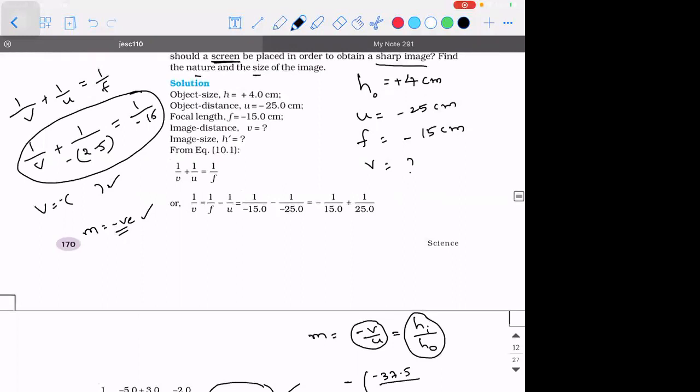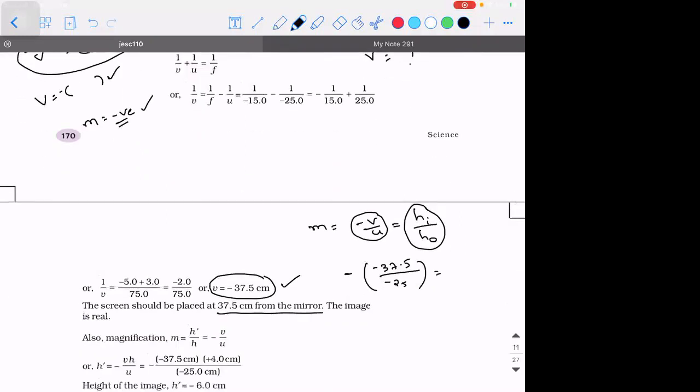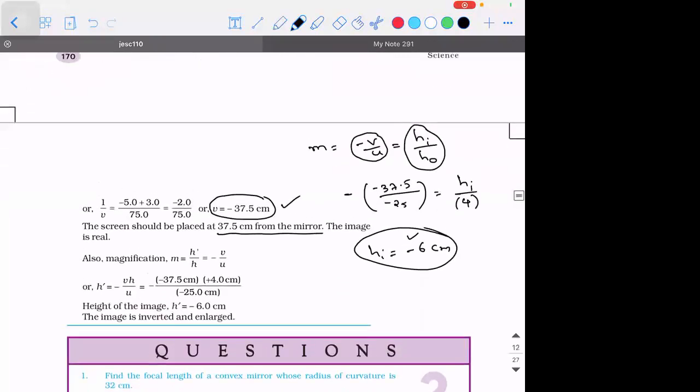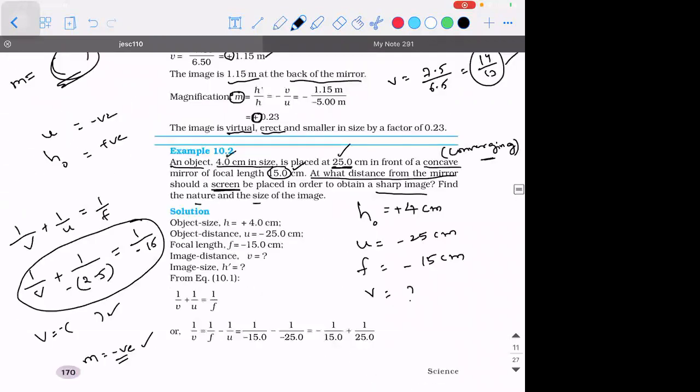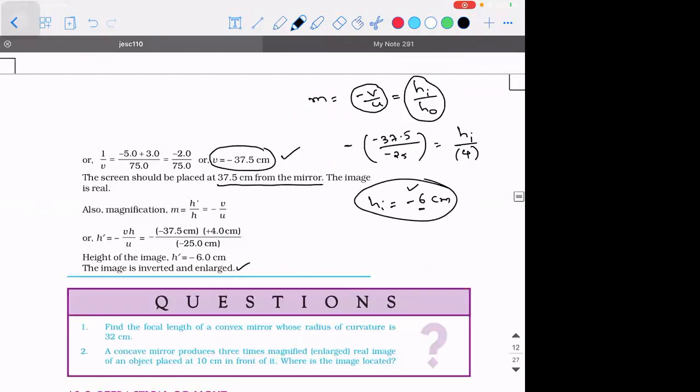Minus 25 is equal to height of the image, which we don't know, so you should not apply sign convention to it. Height of the object is 4 centimeter. So when you calculate, height of the image will come out to be minus 6 centimeter. What does this minus indicate? That it is an inverted, real image. If you look at the size, 6 centimeter is definitely greater than 4 centimeter, so it is an enlarged or magnified image.